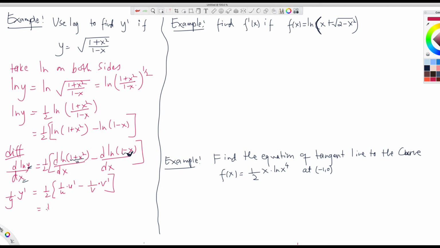So how much is that? 1/2. What is 1 over u? 1 over 1 plus x squared times, what is u prime? The derivative of 1 plus x squared is just 2x, right? Because 0 plus 2x. Minus 1 over 1 minus x times, what is the derivative of 1 minus x? It is -1, right? Because 0 minus 1 is -1.